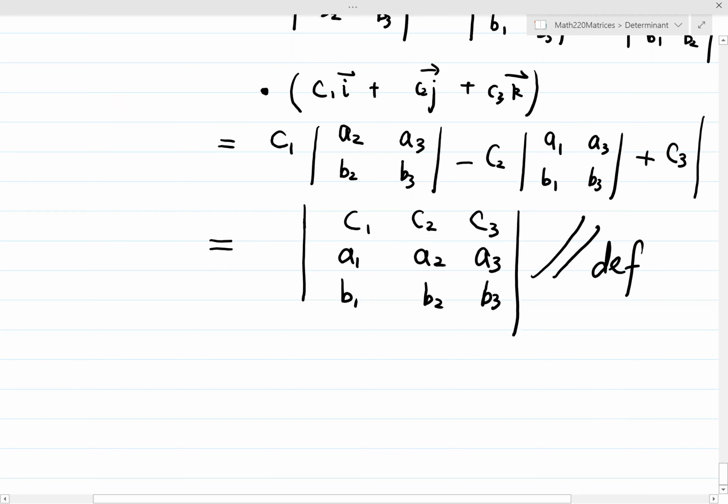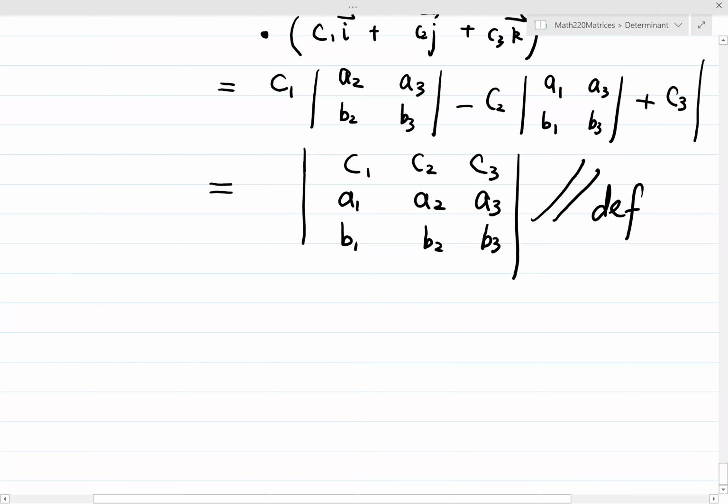Now let's do one example. How do we find the volume of a parallelepiped? Okay, let's see one example.